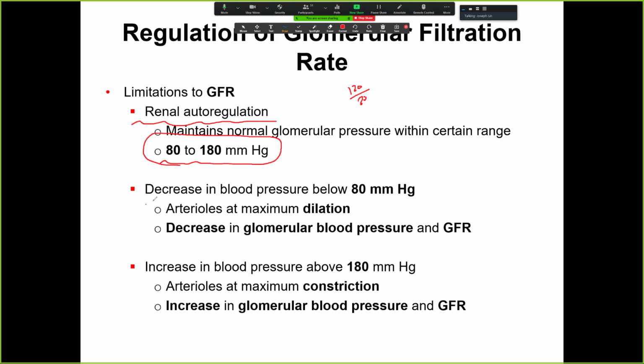But when your blood pressure decreases below 80 millimeters of mercury, so if you get dehydrated and lose so much blood and you go below this number, your arterioles have dilated to the max they could physically go. So there's not much more you can do. And then when you go to anything over 180, that's definitely redlining, that kind of high blood pressure emergency or crisis point.